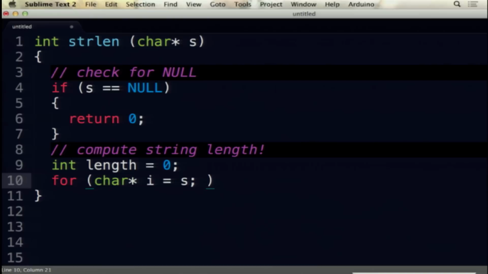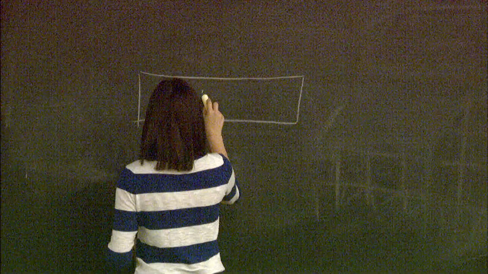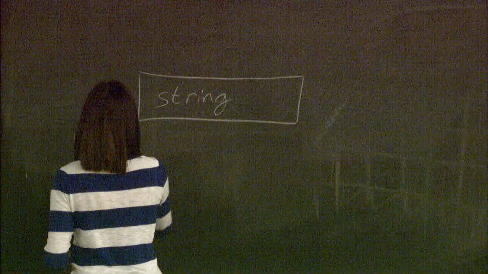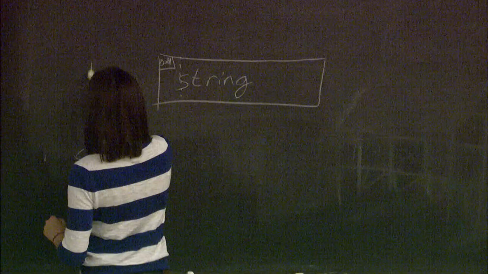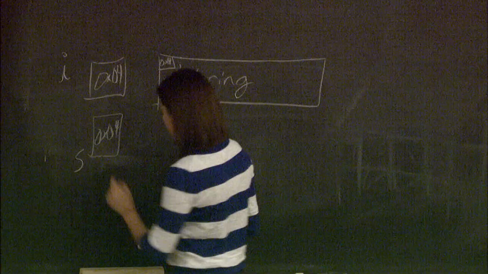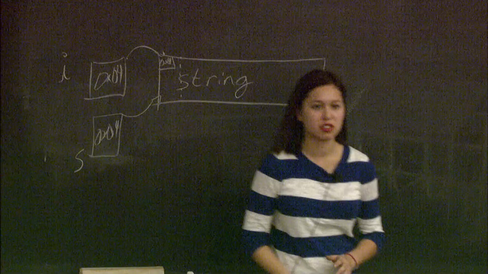Another way to think of it is like, here's our array, that's our string. So let's say this is the first spot, and this is 0x404. This is our S, which holds that address. And we just created another one called I that just refers to the same thing. So they're both just pointing to the start of our string. That's just a graphic representation.